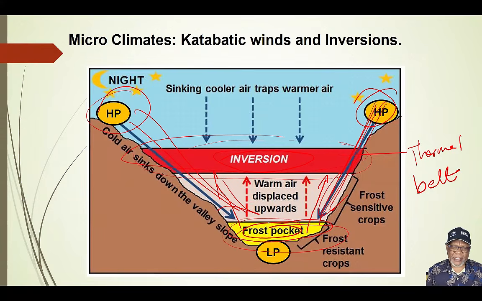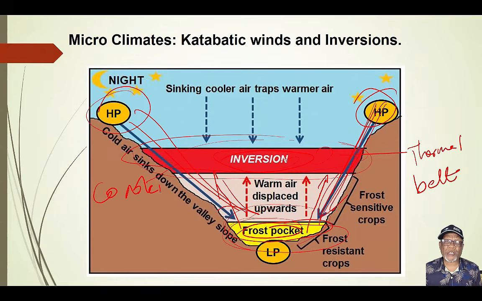But at night, this warm air is going to be in contact with this cold surface in the early hours of the morning. When this warm air is in contact with this cooler surface, once the warm air touches the cold surface, condensation takes place. So what will happen there? The warm air touches the cold surface, then we're going to have condensation taking place.